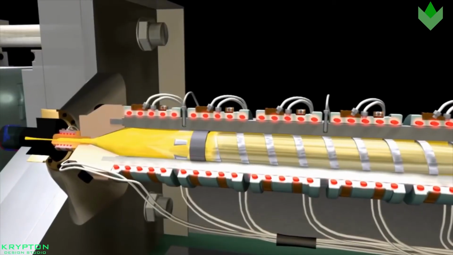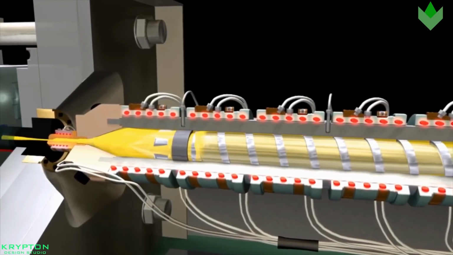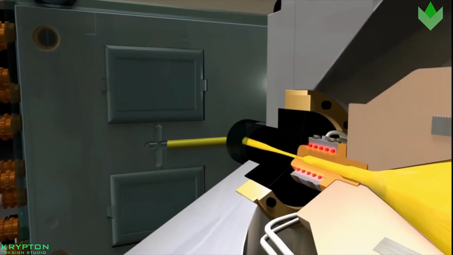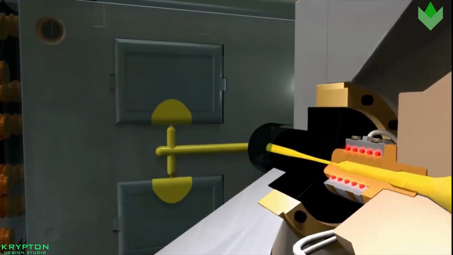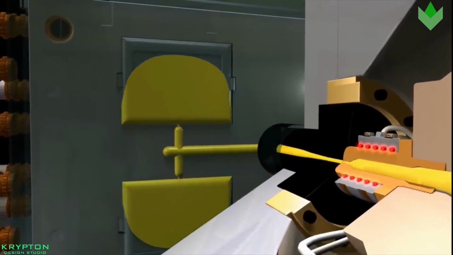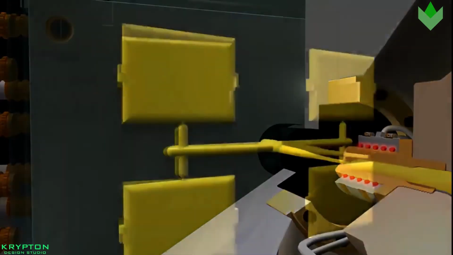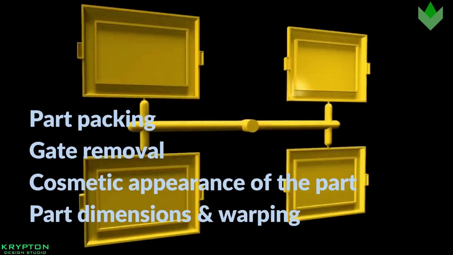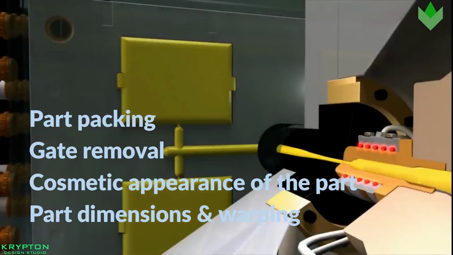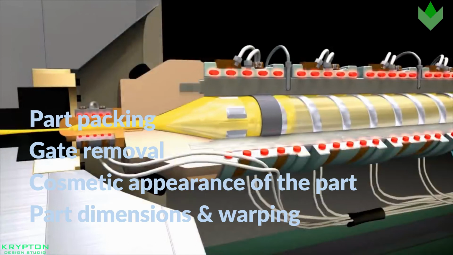Gates. Each injection mold design must have a gate, or an opening that allows the molten plastic to be injected into the cavity of the mold. Gate type, design, and location can have effects on the part, such as part packing, gate removal, cosmetic appearance of the part, and part dimension and warping.